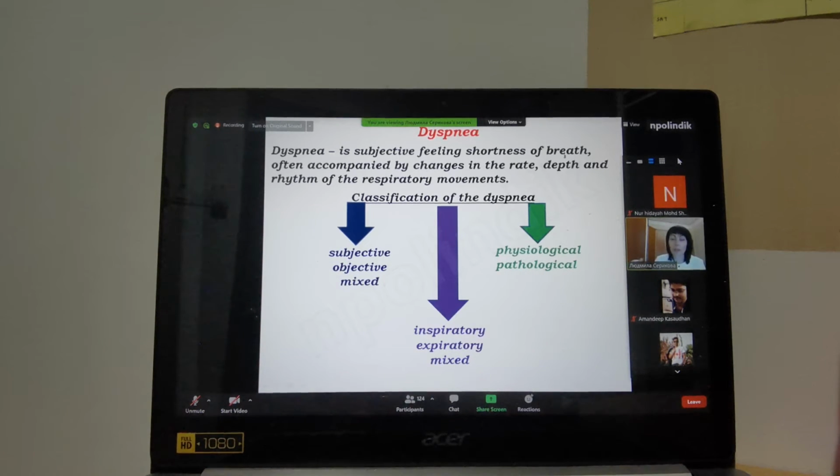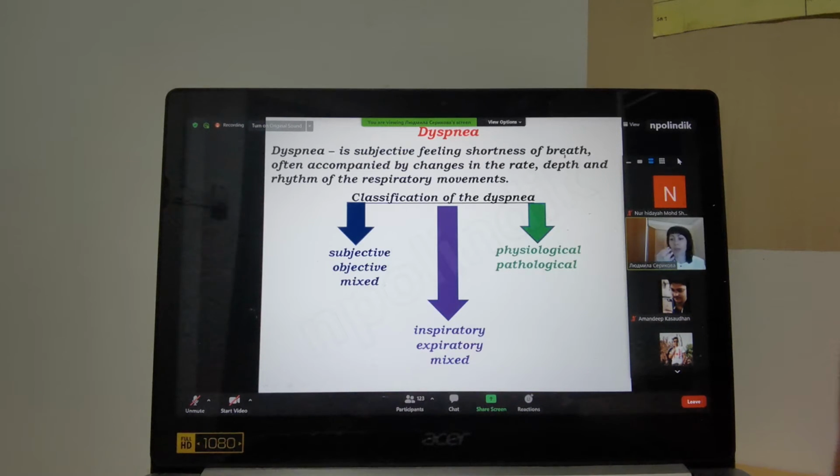What does it mean? If we take physiological and pathological dyspnea, physiologically, I think everyone has had it while doing some exercises, for example in your physical education. It is normal to have this physiological dyspnea because we have tachypnea, an increase of the respiratory rate. And about pathological, you will be taught a little bit later. What do subjective, objective, and mixed mean? The medical term subjective is what the patient can tell about his disease, his problem.